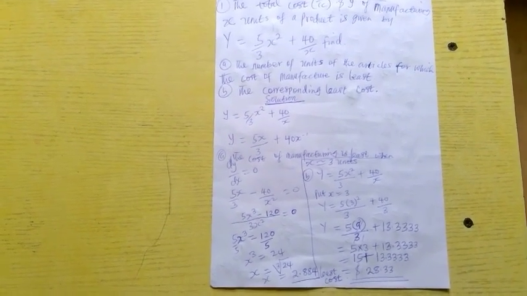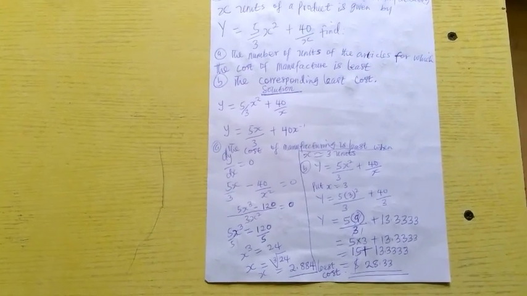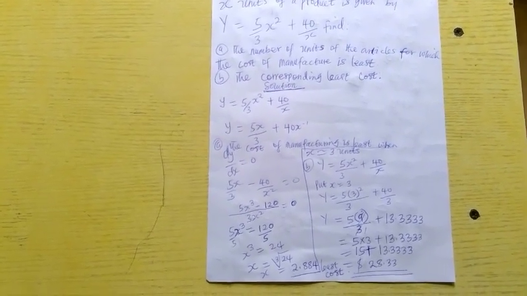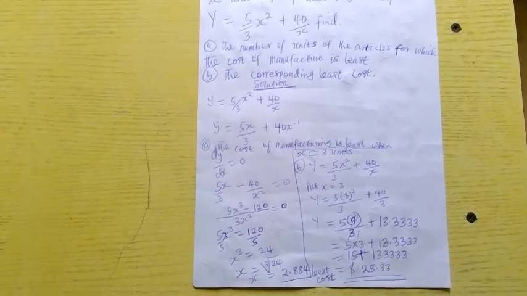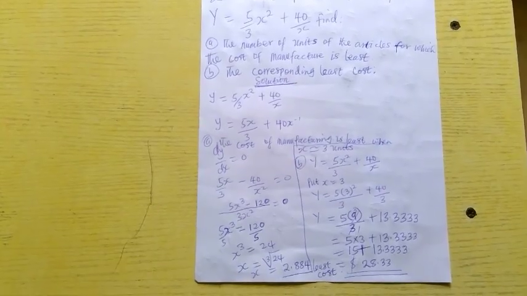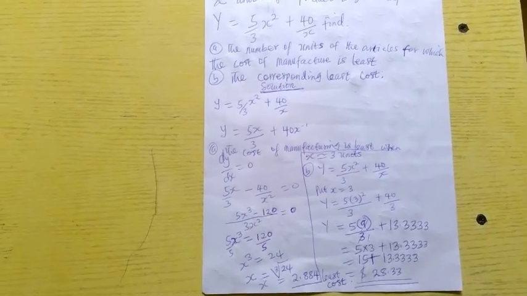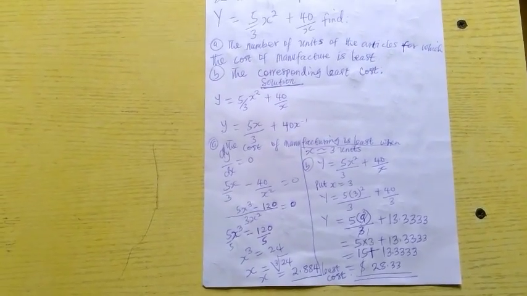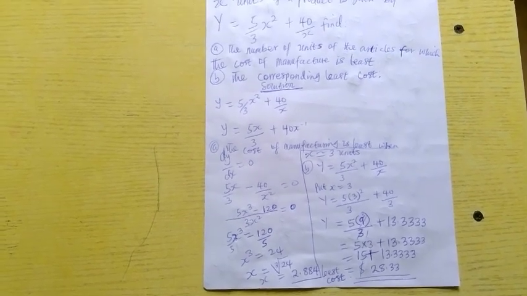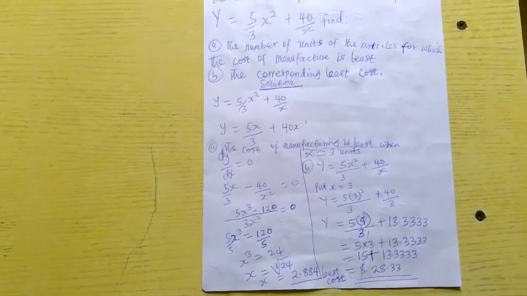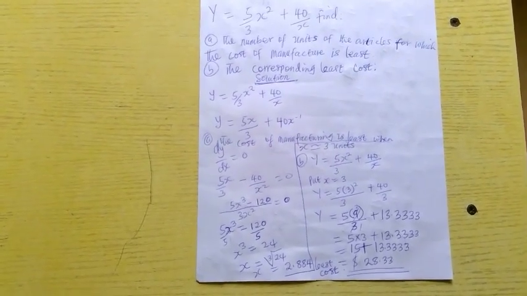Now, part B is the corresponding least cost. You will see that y equals 5x squared over 3 plus 40 over x, as you've seen as part of the solution, is then written as, dividing all through by x, you see that here you have 5x all over 3, then plus 40 times x raised to minus 1.